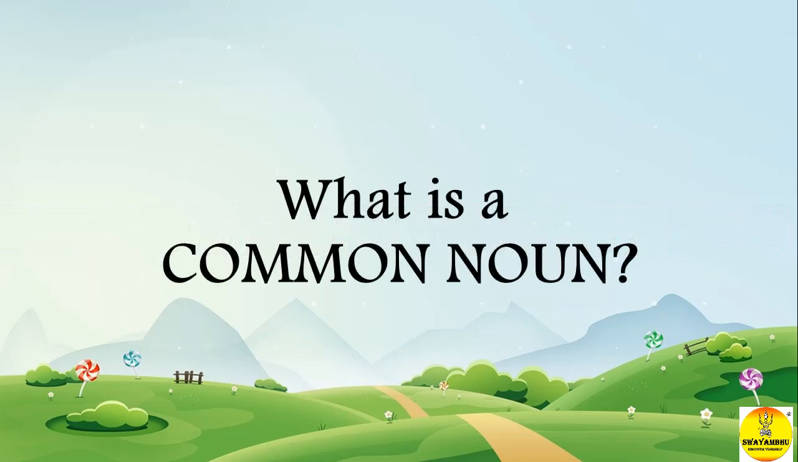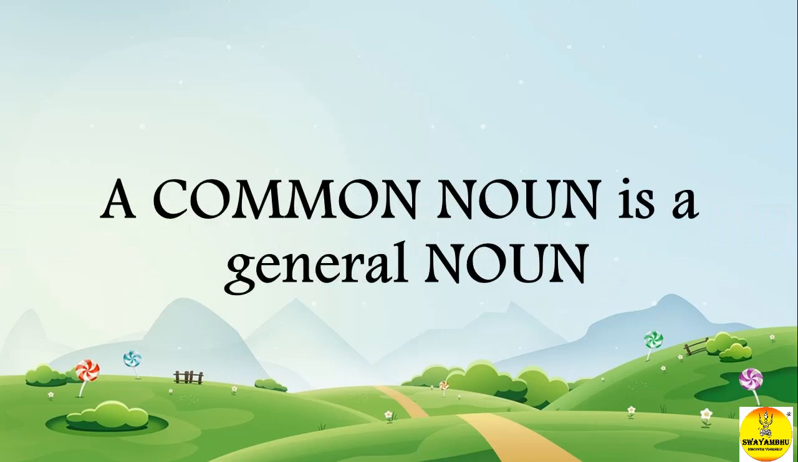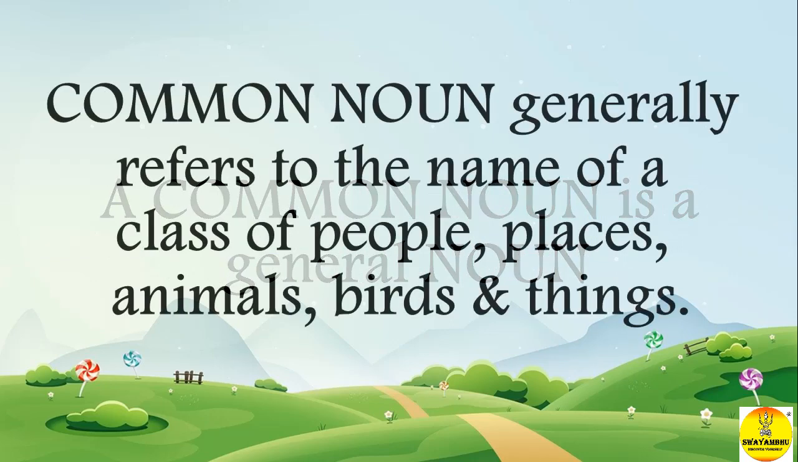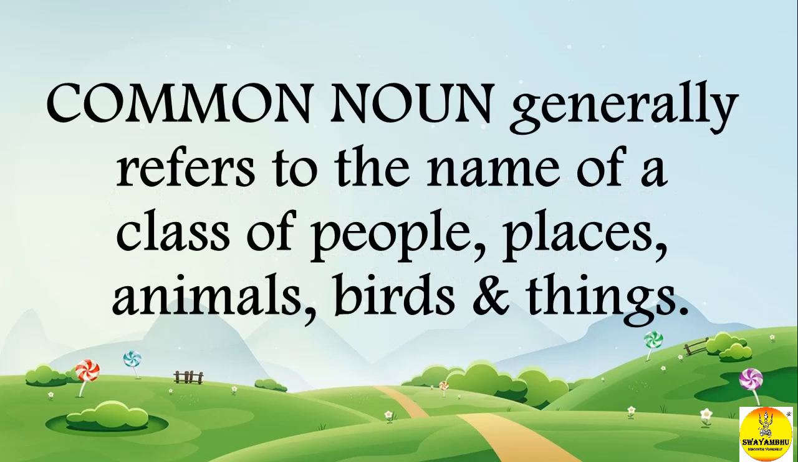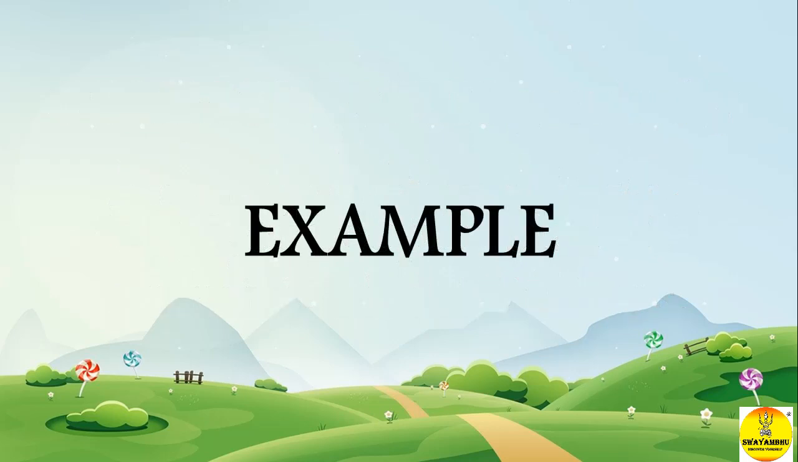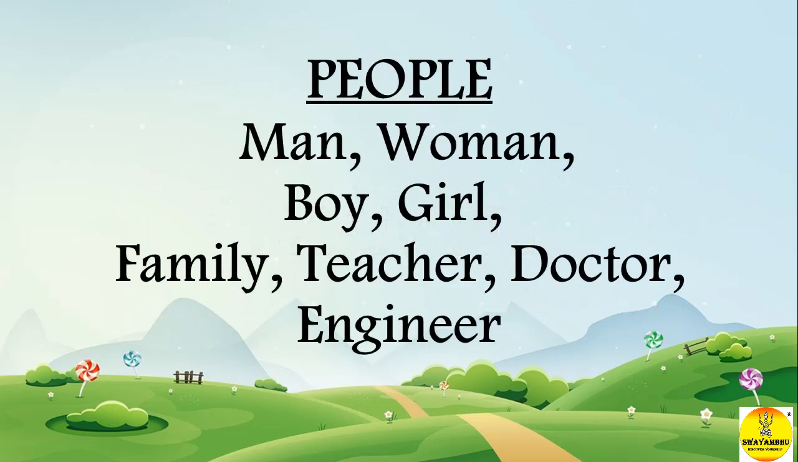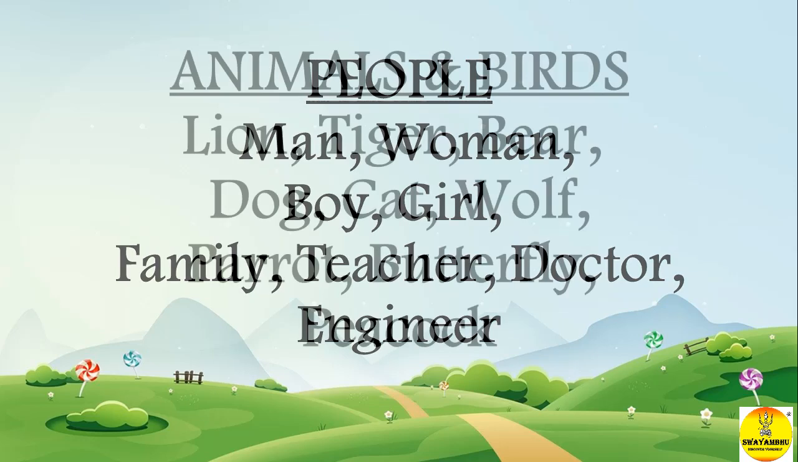What is a common noun? A common noun is a general noun. Common noun generally refers to the name of a class of people, places, animals, birds, and things. For example, people: man, woman, boy, girl, family, teacher, doctor, engineer.